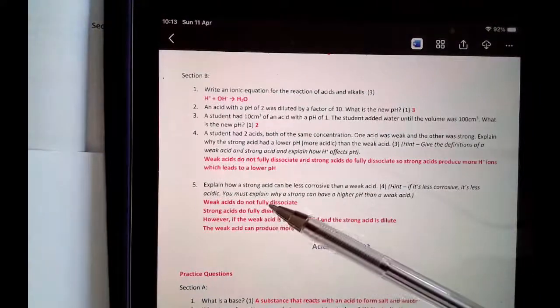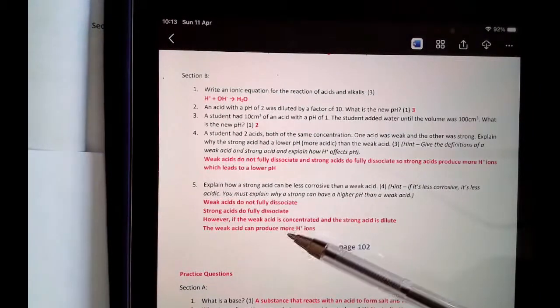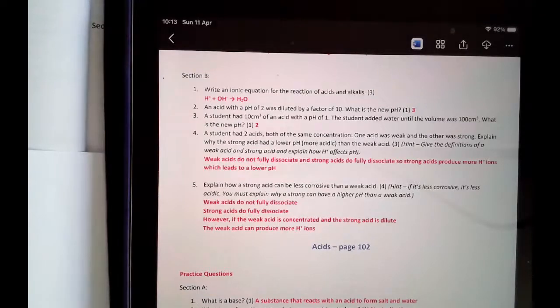So a mark for your definitions. Then you need to mention that the weak acid might be concentrated while the strong is dilute, and then you need to be mentioning H plus ions. If it's concentrated, it could have more H plus ions. That makes it more acidic and therefore more corrosive.